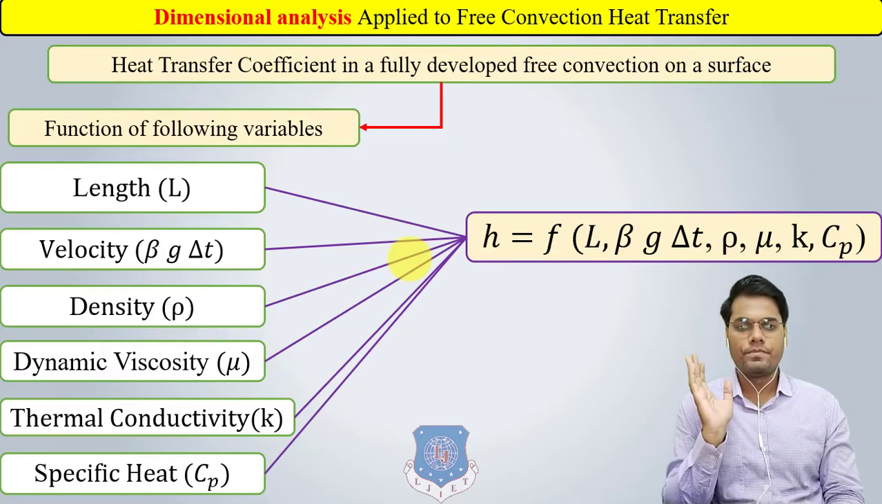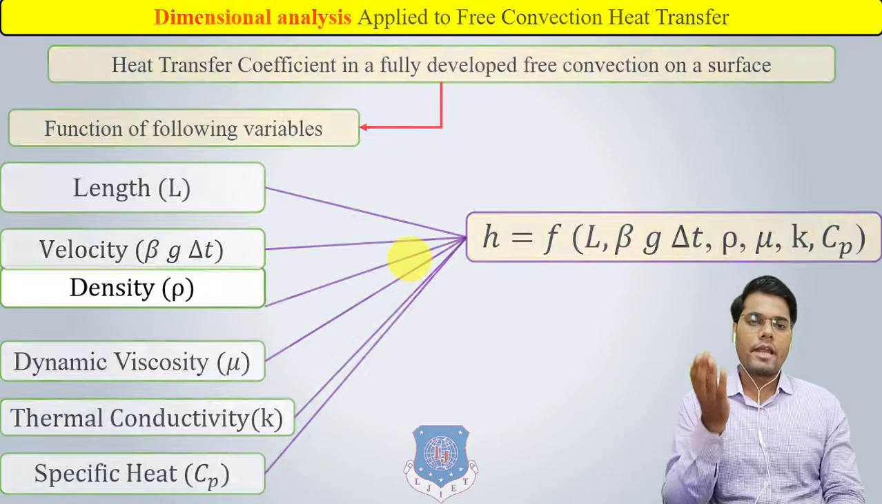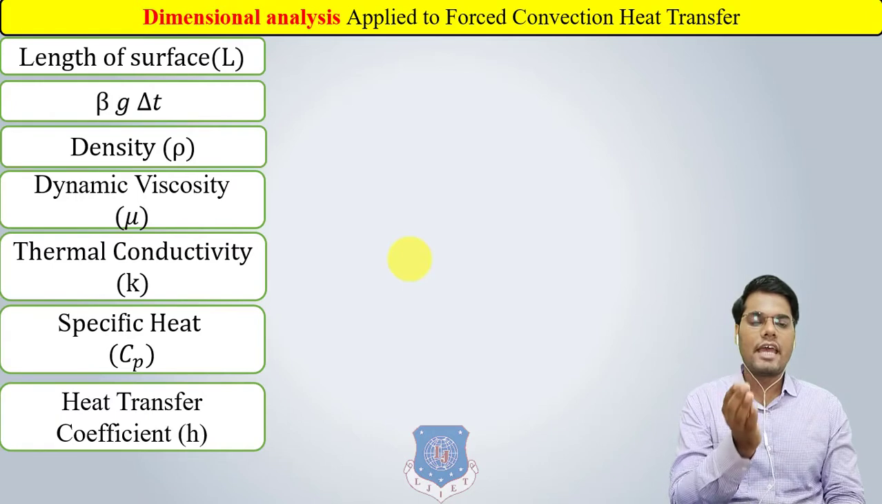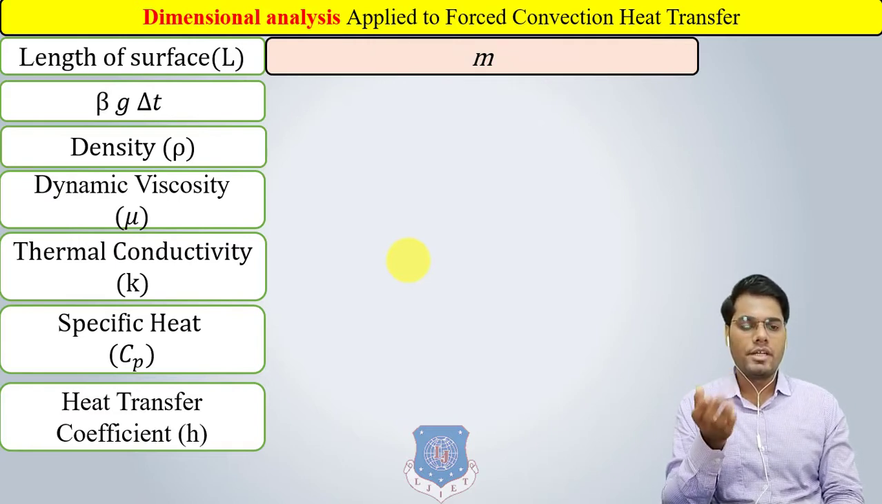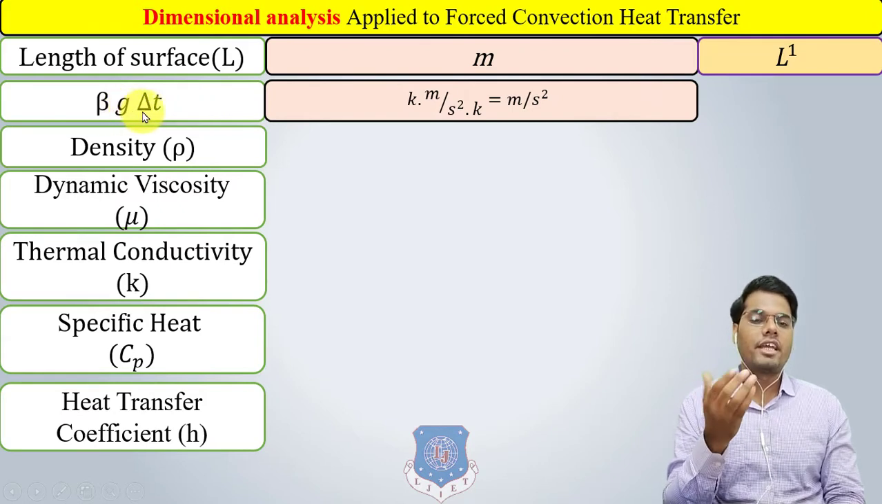So here again we first need to find the primary or fundamental quantities M, L, T, and theta of all these variables. First is the length of the surface. The unit of length is meter, so it is L raised to 1. Second is beta g delta T. Beta is the coefficient of volumetric expansion. The unit is per Kelvin, K.